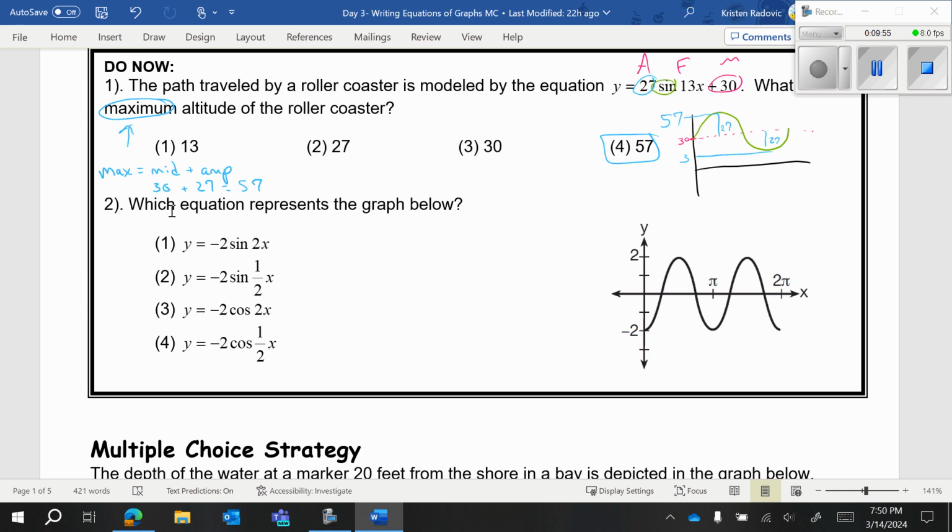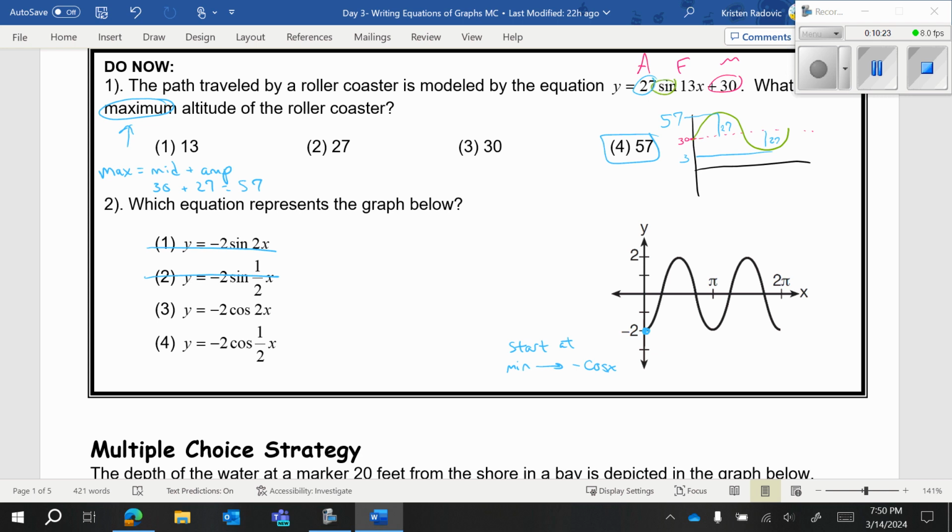They're asking you which equation represents the graph below. Now you could graph it. However, we're not there yet. It's important to know that you start at the minimum. And you guys need to just know those graphs. What starts at the minimum? Negative cosine. Cross out the sine functions.